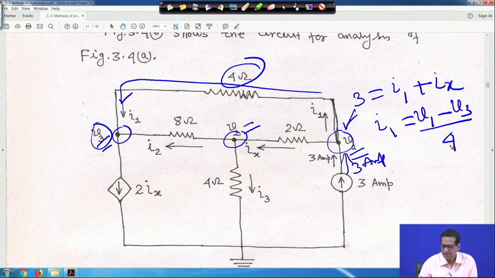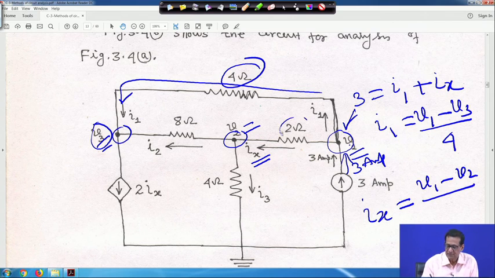Similarly, Ix is moving from node 1 to node 2, so you have to see the direction. Ix equals V1 minus V2 divided by this 2 ohm resistance, so divided by 2. Because it is nodal analysis, you apply KCL and then find I1 and Ix.